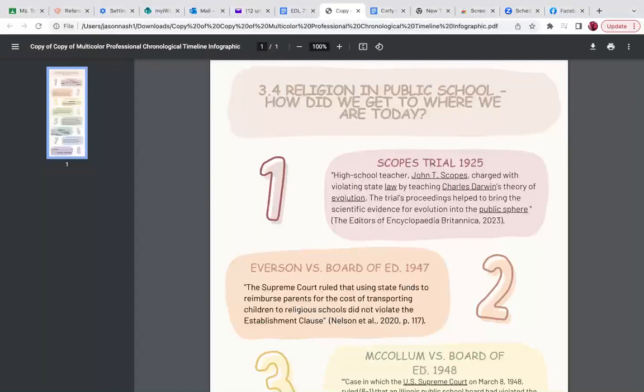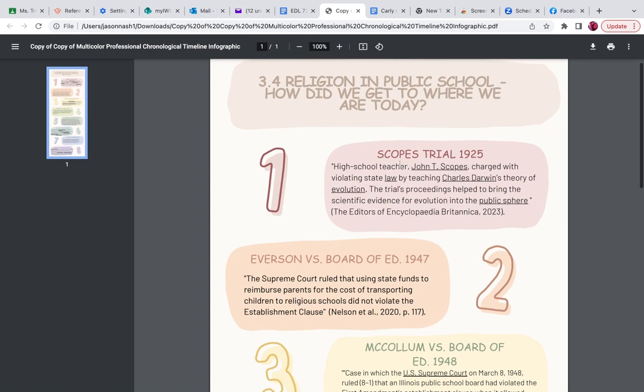Good morning. This morning, I wanted to submit my 3.4 assignment for EDL 721 with Dr. Nixon. This week, we were talking about religion in public schools, and we were asked to create an infographic. So here is my infographic, which I created.